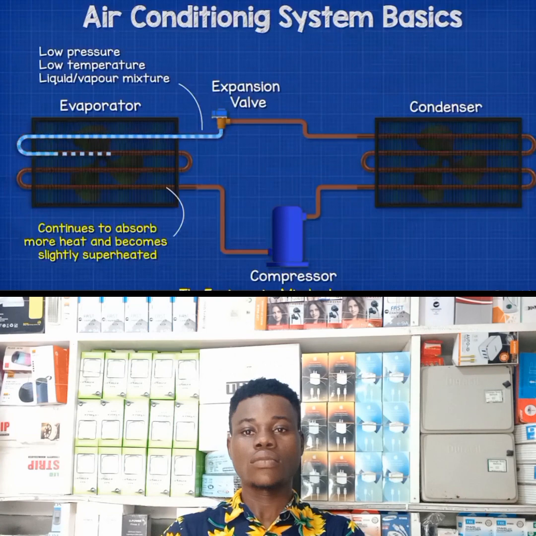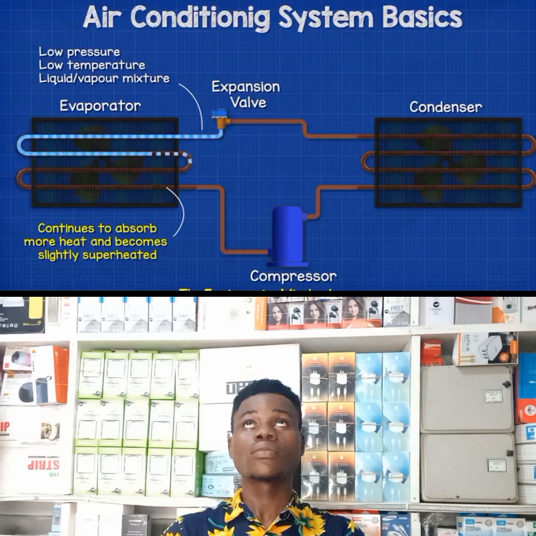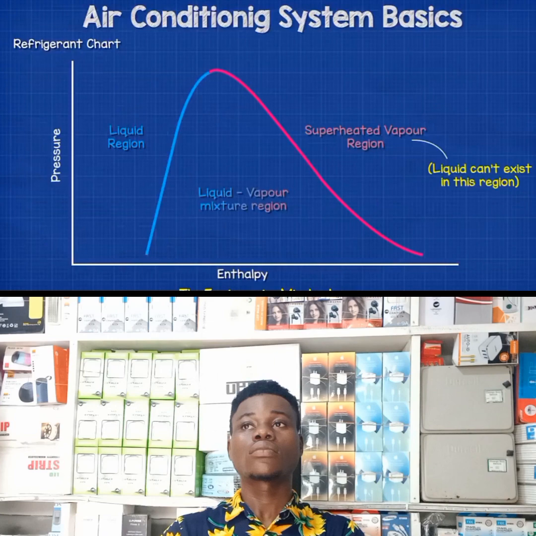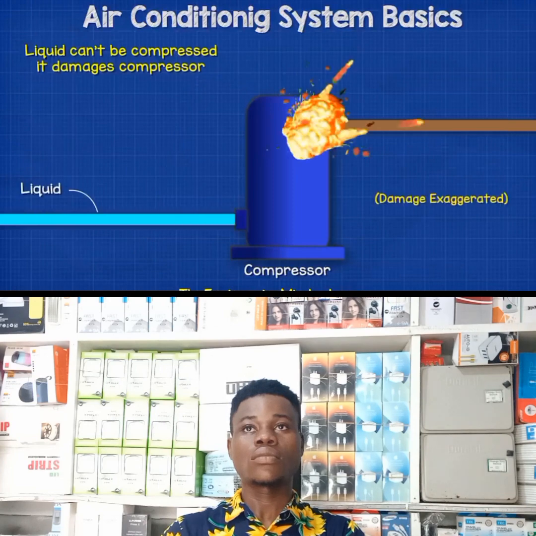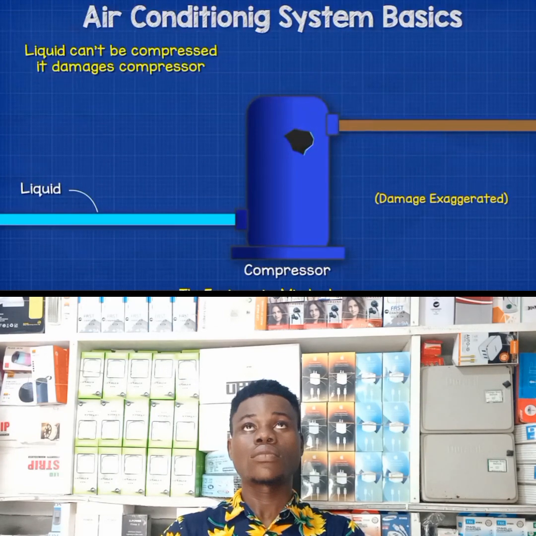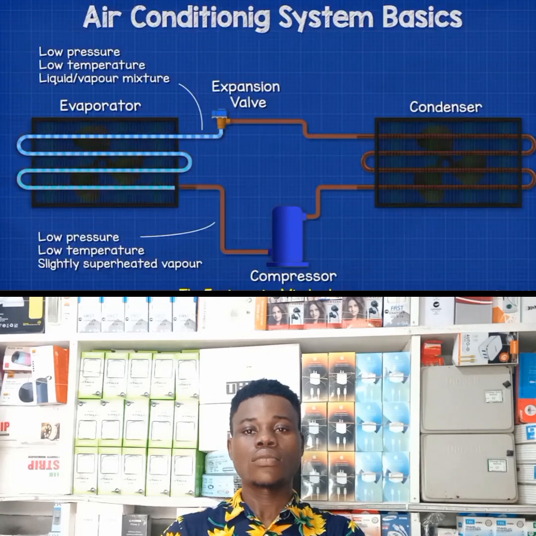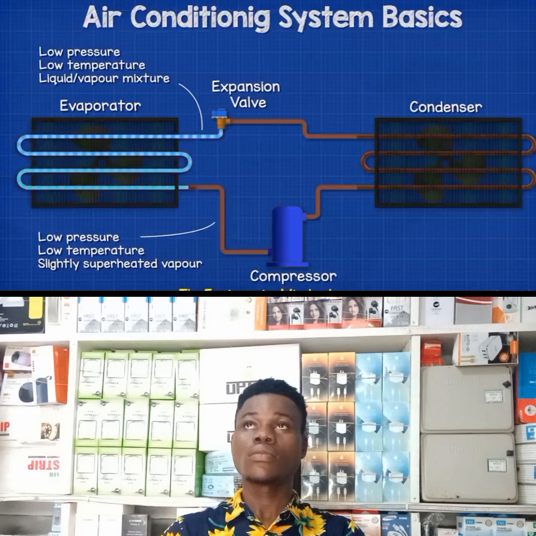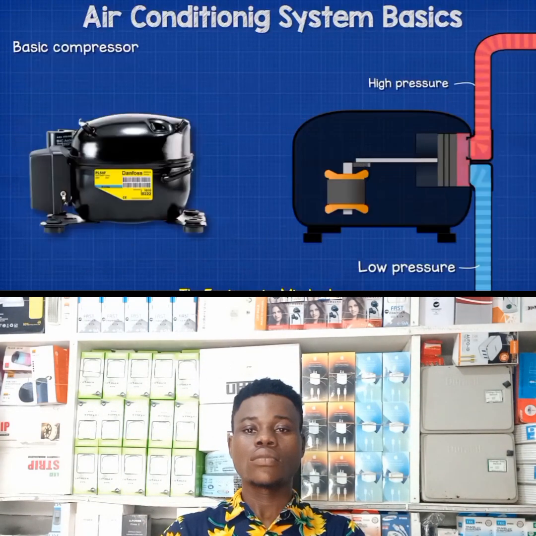The refrigerant continues to travel through the evaporator, picking up more heat, which boils it further until it becomes slightly superheated. This basically means it's now completely gas and doesn't contain any droplets of liquid refrigerant. Liquid damages the compressor, so we want to ensure it can't reach the compressor. The compressor sucks in the refrigerant, which is leaving the evaporator as a low pressure, low temperature, slightly superheated vapor.